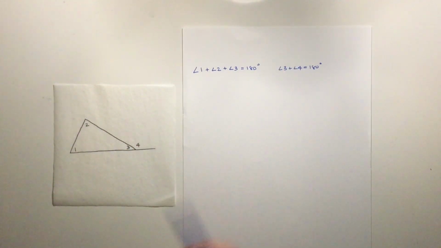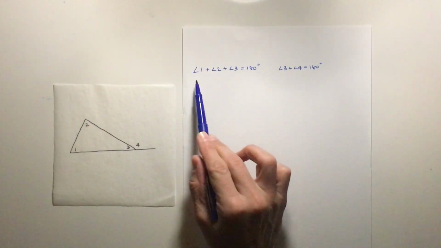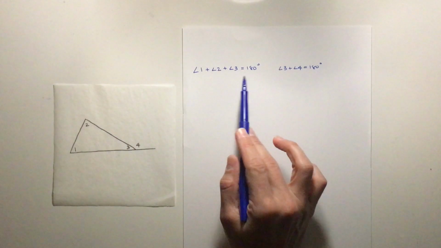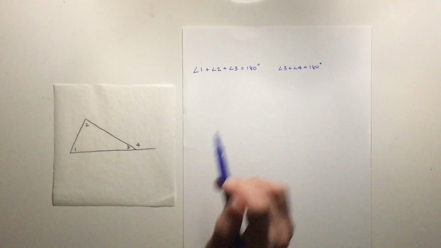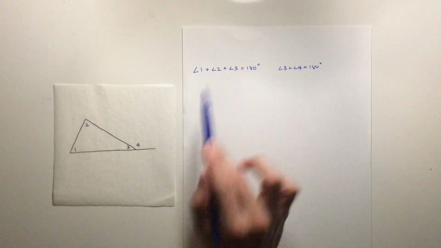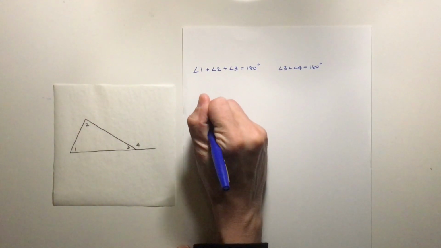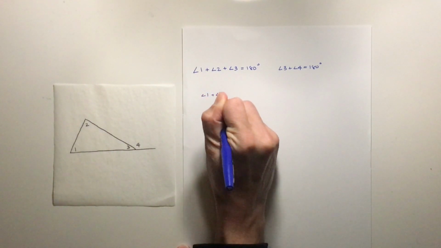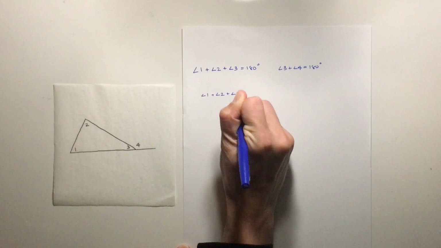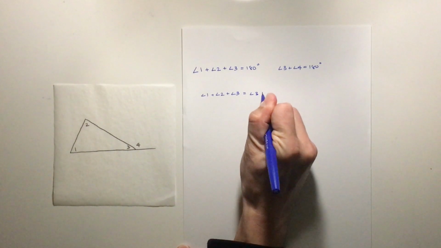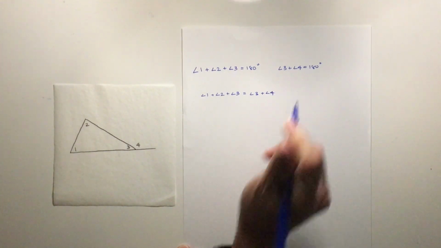Now, using a simple substitution idea, I have three angles equaling 180 degrees. I have two angles equaling 180 degrees. They both equal the same thing, so I can make these three angles equal those two angles. So angle 1 plus angle 2 plus angle 3 will equal angle 3 plus angle 4.